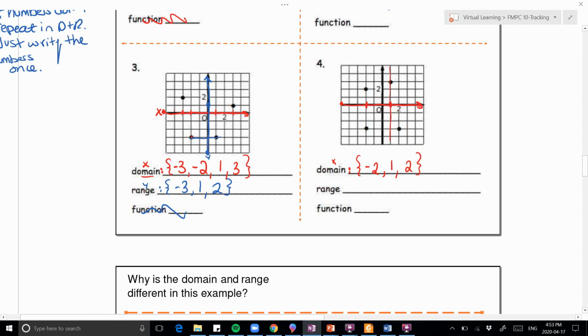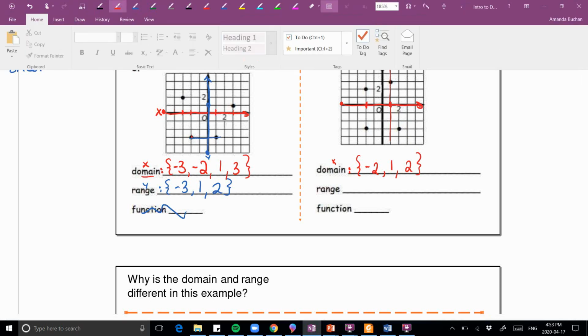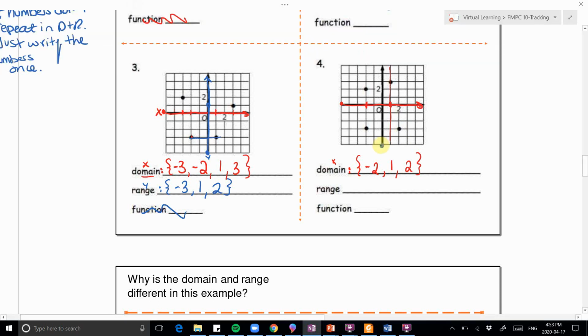And for range, I'm doing the same thing. I'm going to start at the bottom and I'm going to move up. Right? And so I'm looking at each point as I move up. Do I have any points there? Oh, yep, I have one here. Once again, it doesn't matter that there are two. We only write it once. 1, 2, 3. So it's -3. And then moving up. No, no, no, no, yes. So 2 is on there. And yes, 3 is on there.